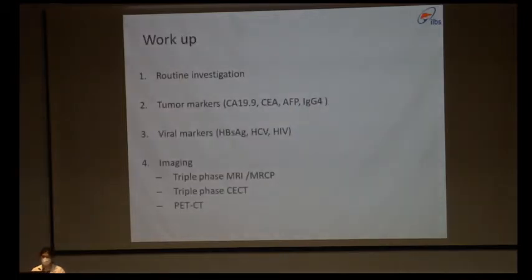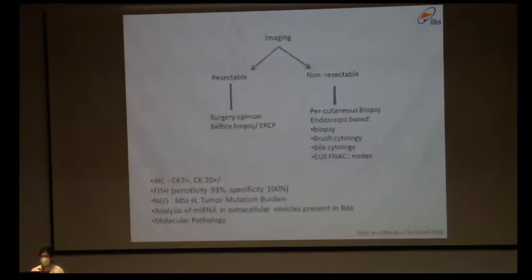Other than the routine investigations, tumor markers like CA19.9, CEA, and alpha-fetoprotein are required. IgG4 is required to rule out cholangiopathies, along with viral markers. The imaging required is triple phase MRI and MRCP for the tumor staging and bile duct involvement, triple phase CT, and PET scan to rule out metastasis.